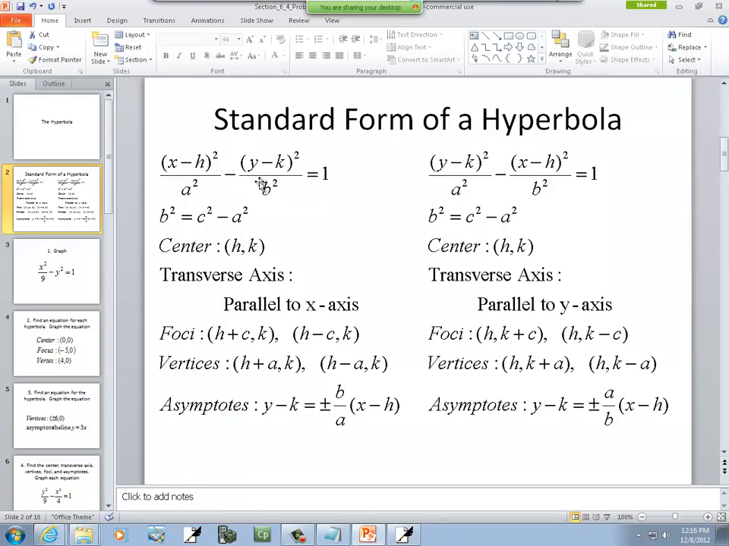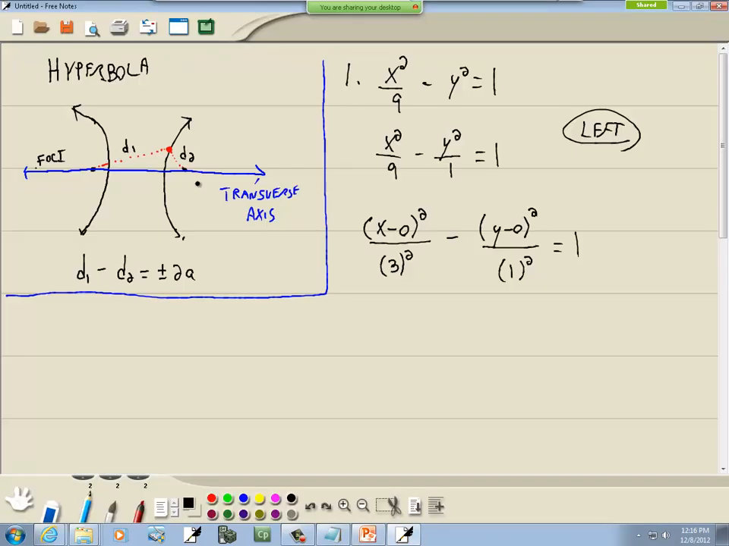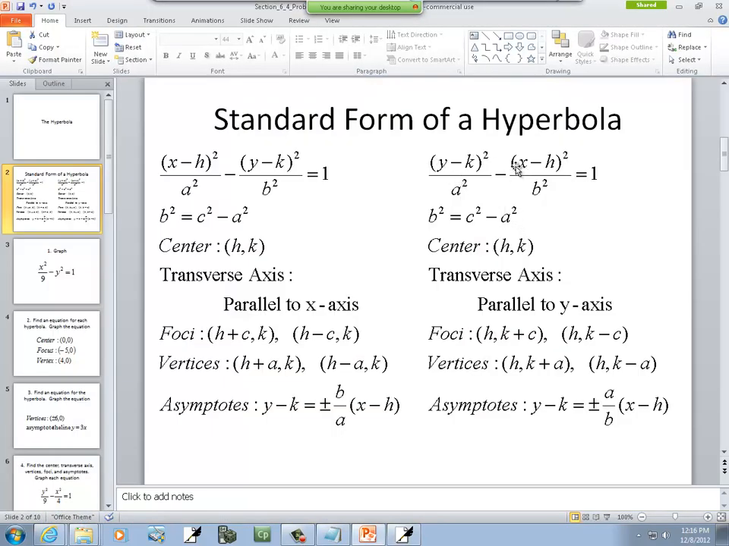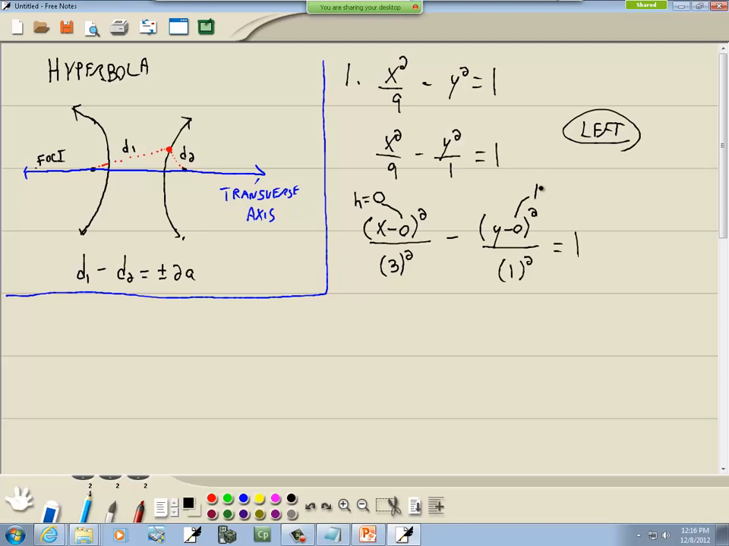So that matches our form now. We're dealing with 1 on the left. Our h is what's with our x. It's going to be the opposite sign. Now 0 doesn't have a sign, so that doesn't matter yet. Later on we'll see some problems where that does matter. K is what's with our y, and it's also the opposite sign, though 0 doesn't have a sign, so it doesn't matter in this one.